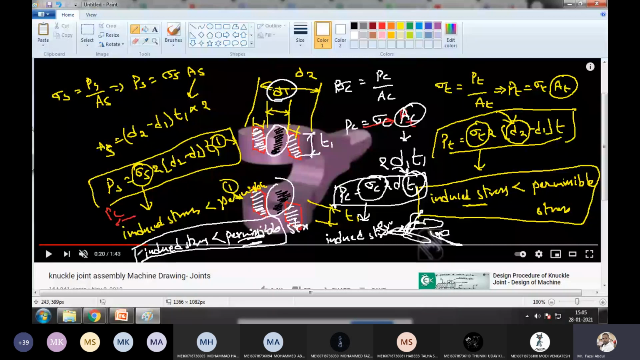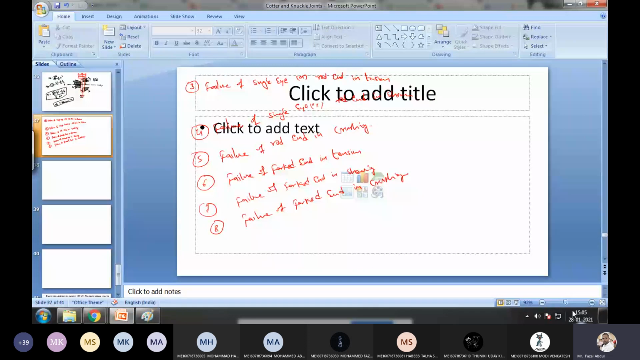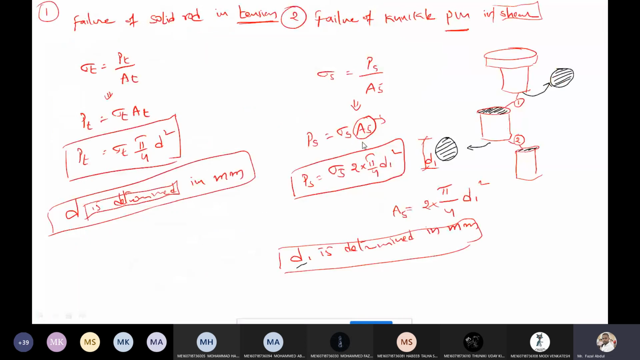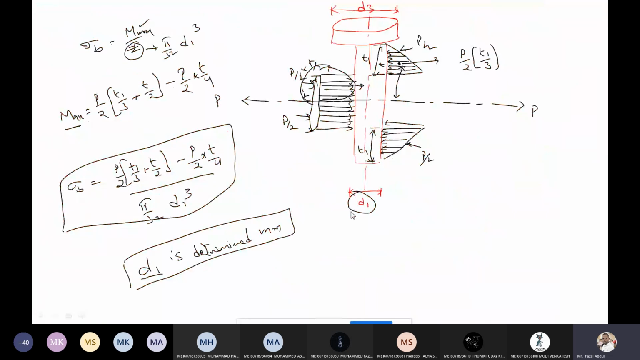So this is the derivation for calculating the dimensions of the knuckle joint. See here, what is the difference? In the first point, we are calculating the solid rod subject to tension, the d value. In the second point, we are calculating the pin. If the pin is subject to shear, what is the d1? Otherwise, if it is subject to bending, what is the d1 value?